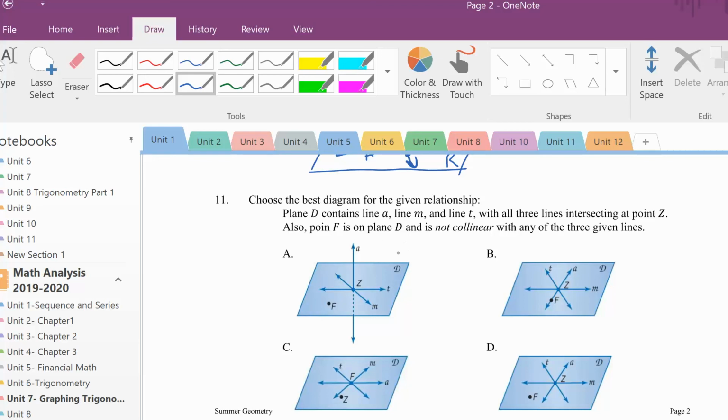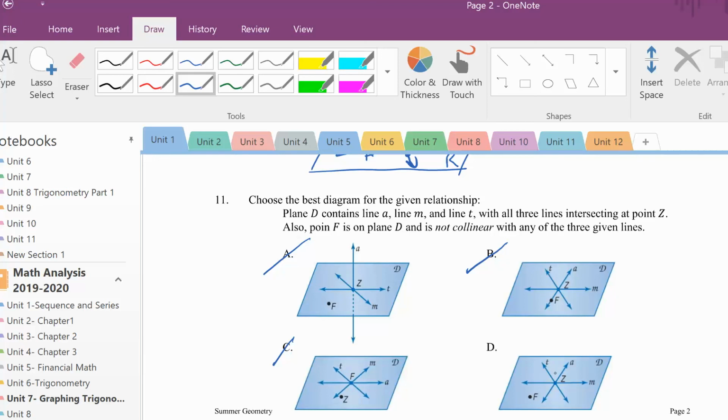So if we look here, part A, plane D contains line A, line M, and line T. Well, line A is not in plane D here, so we can eliminate A. For B, notice the three lines are on plane D. They intersect at point Z, but however, point F is on the line there, so F is not collinear. C, if you notice the three lines are on plane D, but F is the intersection, which is not what it was supposed to be.